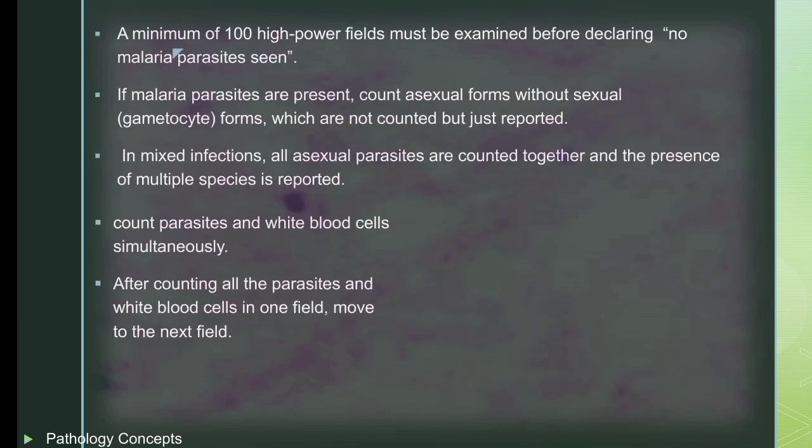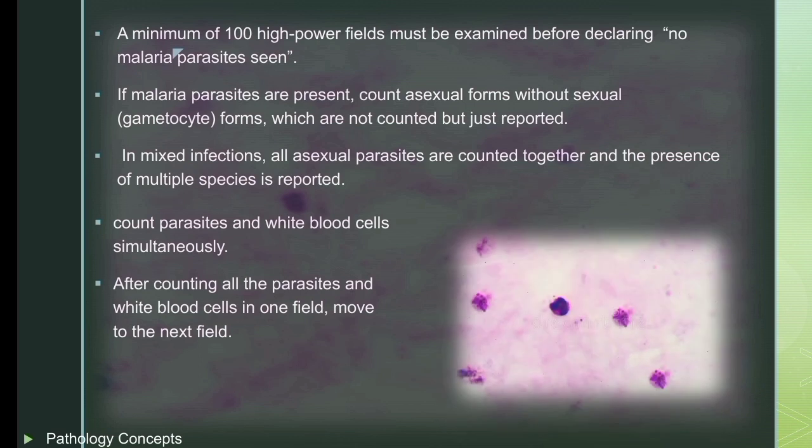A minimum of 100 high power fields must be examined before declaring no malarial parasite seen. If possible, the whole thick smear should be scanned. If malarial parasites are present, count the asexual forms in either single or mixed species infection. Sexual forms, or gametocyte forms, are not counted but reported. In mixed infection, all forms are counted together and the presence of multiple species is reported.